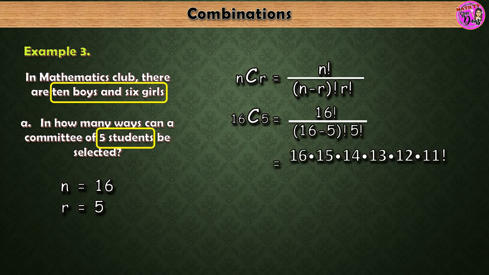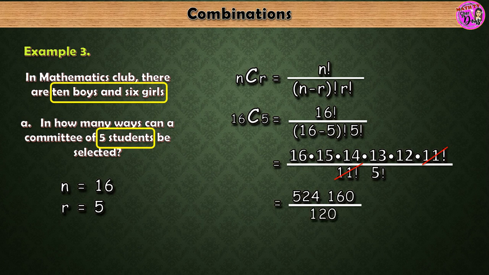Simplifying it, 16 times 15 times 14 times 13 times 12 times 11 factorial all over 11 factorial times 5 factorial. Cancel out 11 factorial. 16 times 15 times 14 times 13 times 12 is 524,160 divided by 5 factorial, which is equal to 120. So, 524,160 divided by 120 is 4,368. Therefore, there are 4,368 ways.